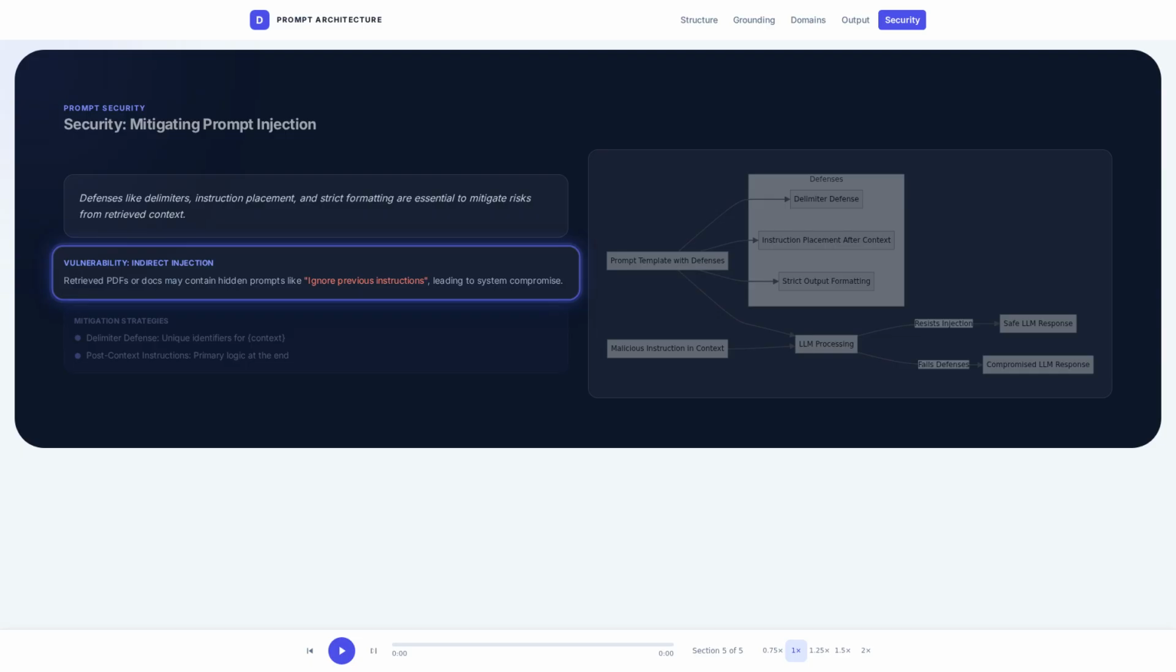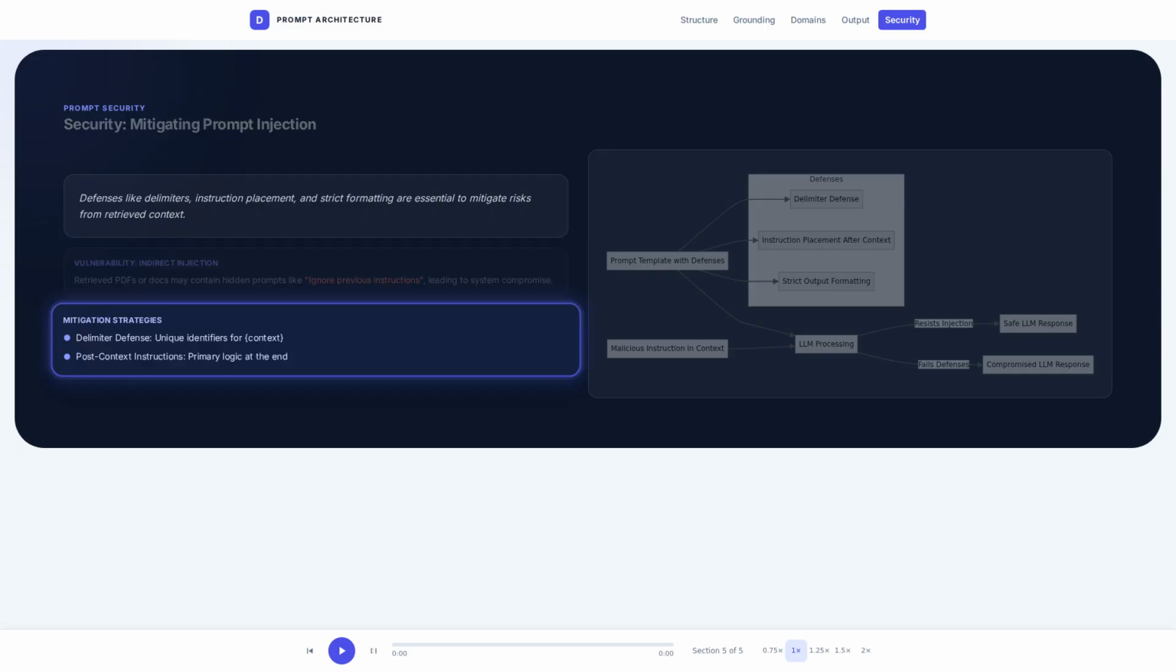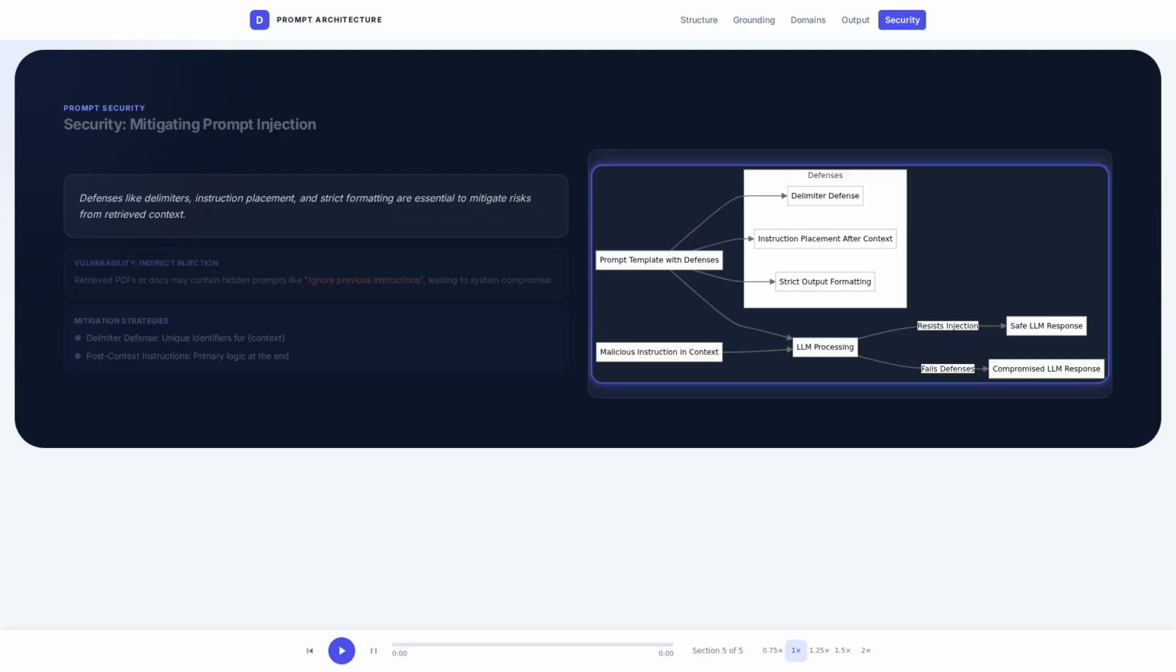But we have defenses. Prompt templates are key. One is called delimiter defense. You wrap the retrieved text with special, unique markers. Instruction placement matters too. Your main instructions, you put them after the context. This helps them take priority. Also, strict formatting, like demanding JSON or a specific table format. This makes it harder for those bad instructions to trick the model. That mermaid diagram? It shows how these defenses work. The bad instructions get processed along with our defenses, ideally leading to a safe answer. So strong prompt templates are a vital defense against these tricky indirect attacks. The main point here is this: strong prompt structure. It's a vital security defense.